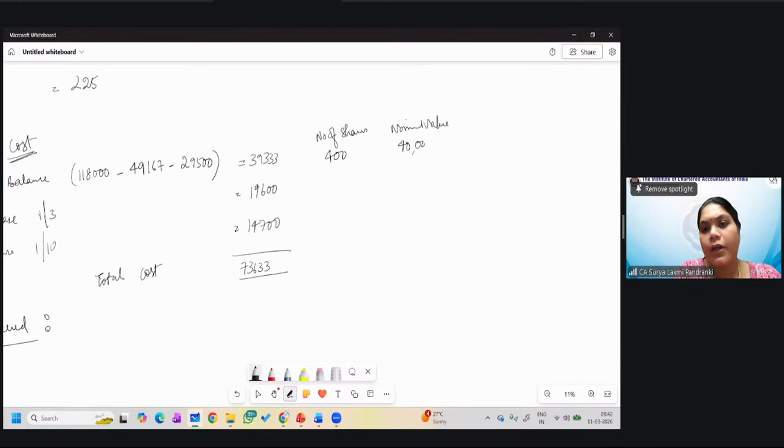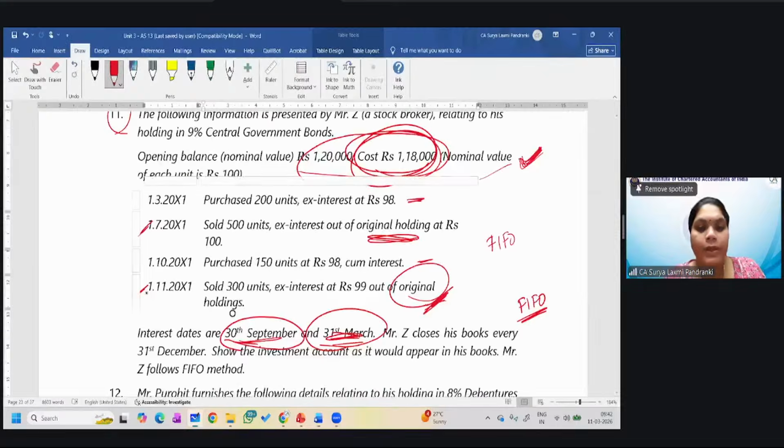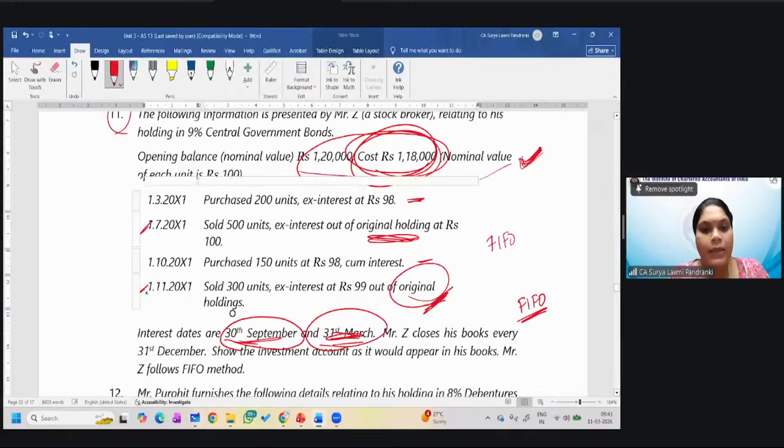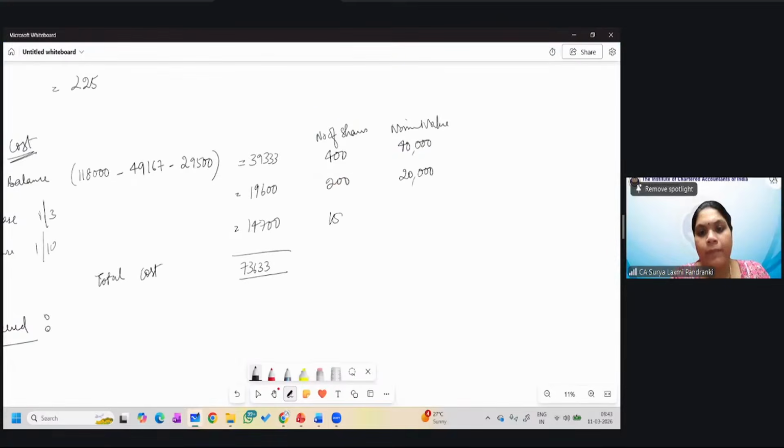So nominal value is 40,000. And the first purchase was for 200 units, so nominal value will be 20,000. And the second purchase was for 150, so this will be 15,000. How many shares are there in total then? 400, 600 and 750. Okay. This value is 60,000 and 75,000.